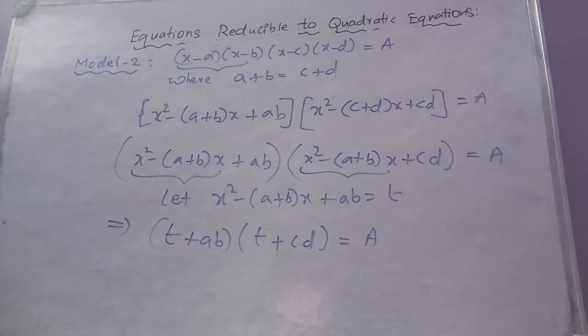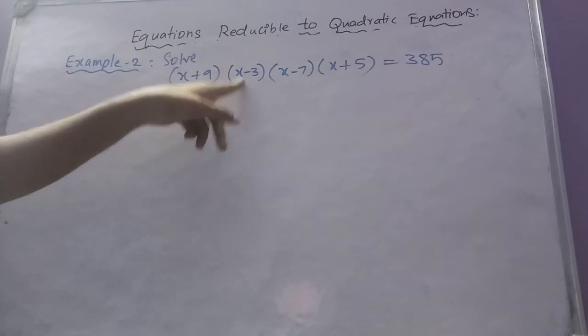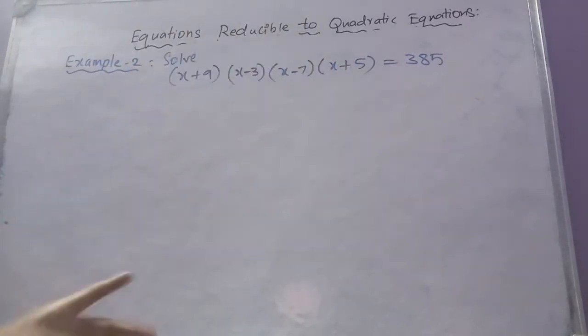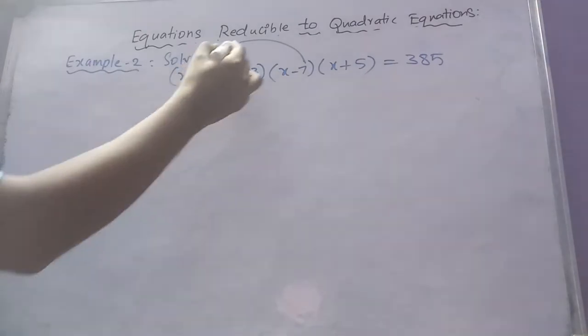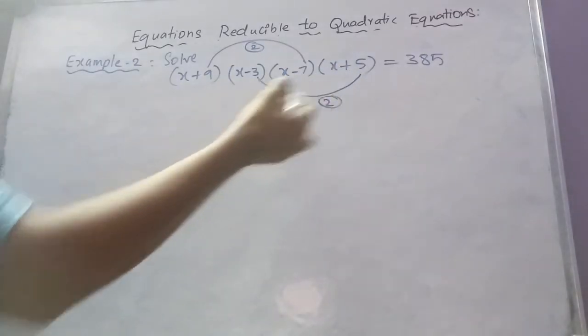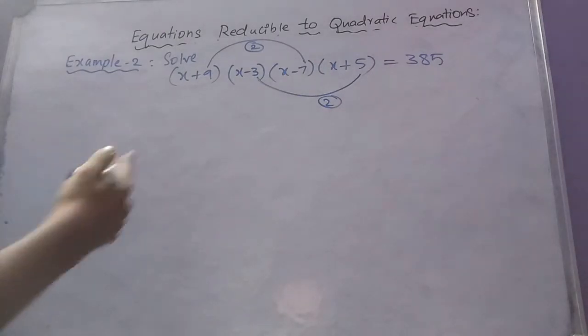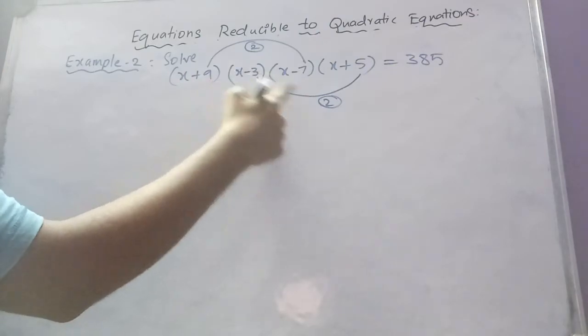So to understand this, let us take an example. Here is a model question. Solve x plus 9 into x minus 3 into x minus 7 into x plus 5 equal to 385. If you observe, dear students, 9 minus 7 is actually 2, and 5 minus 3 is also equal to 2. I am just taking the constants. 9 minus 7 is 2 and 5 minus 3 is also 2.